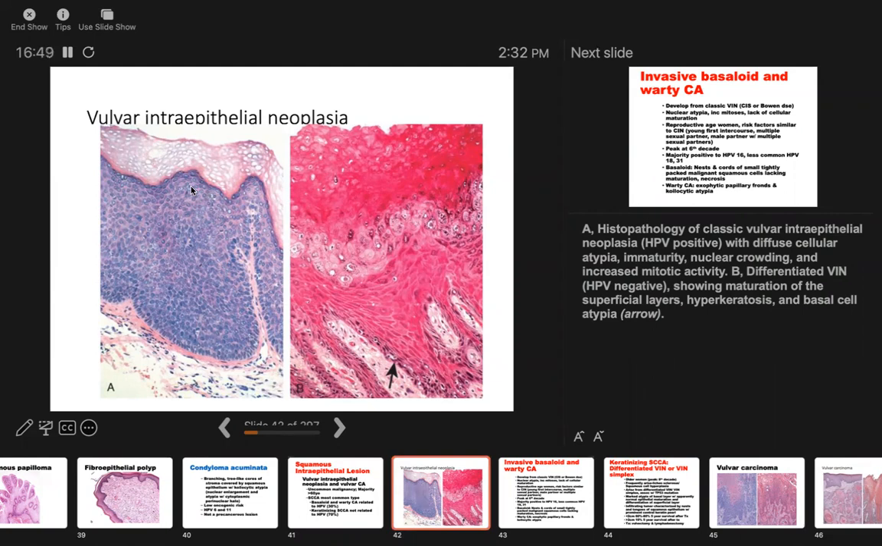Now, it is important to test for HPV. HPV positivity is often appreciated in usual VIN. Differentiated VIN, usually they are HPV negative, and usually they would appear as maturation of the superficial layers, hyperkeratosis, and basal atypia. So this is HPV positive, this is HPV negative.